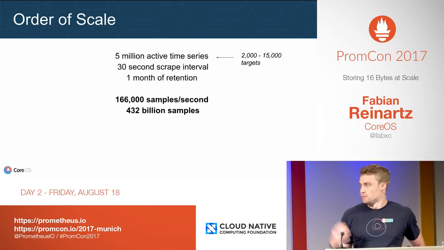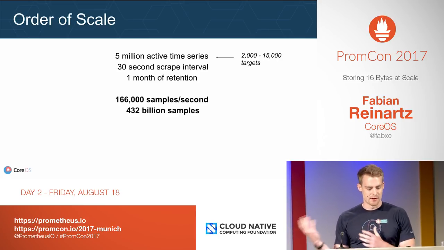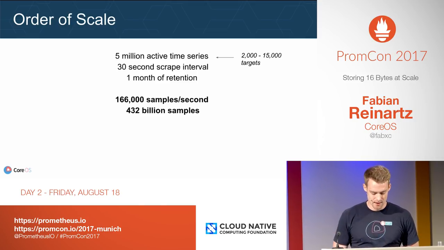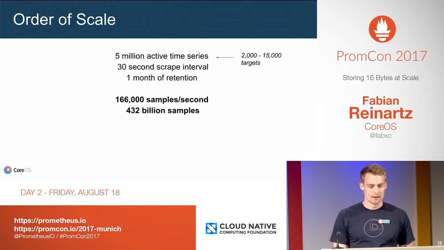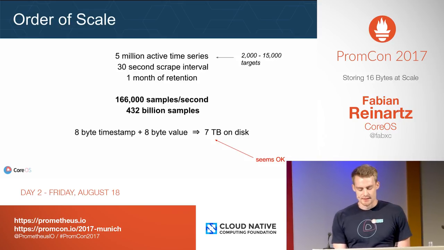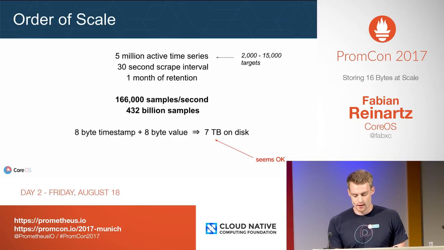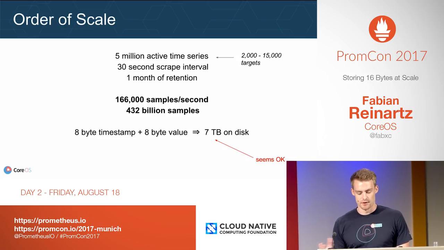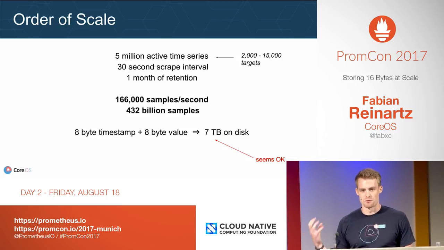A sample is a timestamp, which is 8 bytes, and a value, which is also 8 bytes. Thereby, we have to store 16 bytes at scale. If you do the math, just the raw data we have to store for 1 month is 7 terabytes. That seems pretty okay, right? It's a pretty incredible fan-in factor, 2,000 to 15,000 processes that you can monitor with a single Prometheus server.